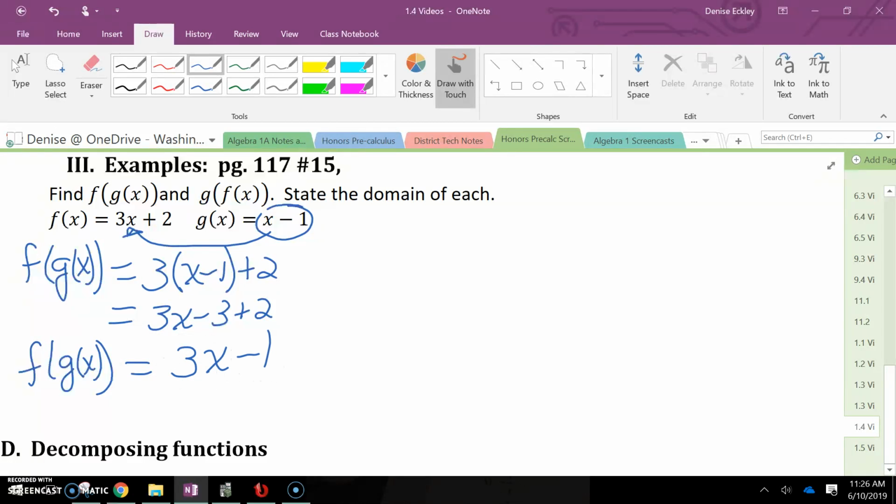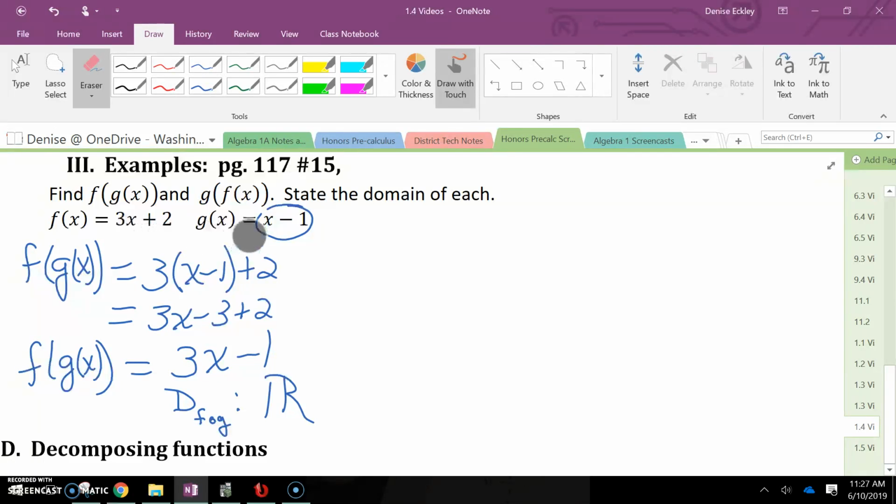Now, the domain of f of g of x is going to be whatever the range is of g, plus if there's any excluded values from the final form of our function, which there are not because it's a line. 3x minus 1 defines a line. Now, if we look at g of x, what we can see is it is also a line, which is defined both for the domain and range as all real numbers. So the domain of f of g of x is going to be the set of real numbers.